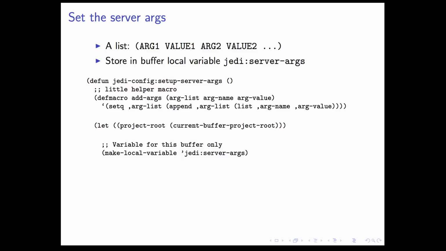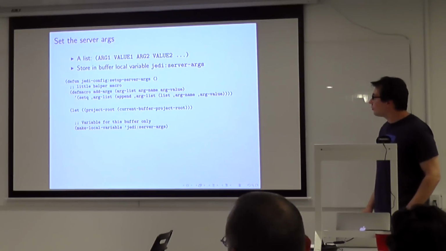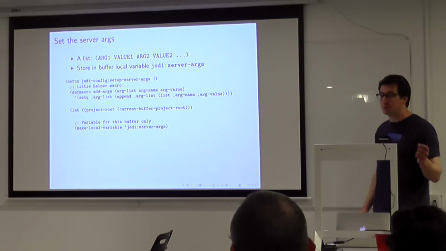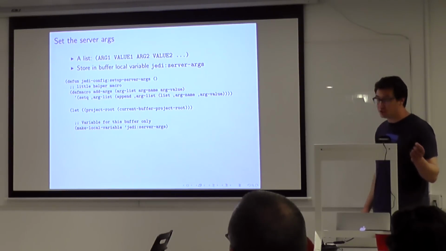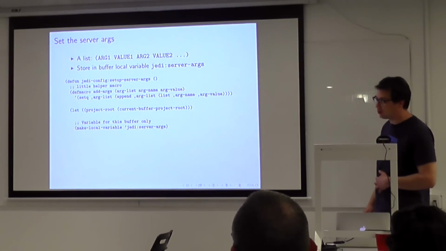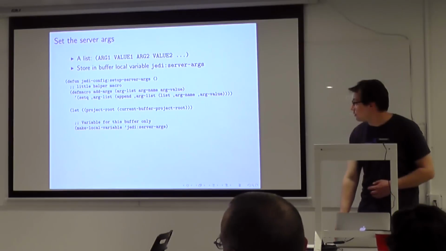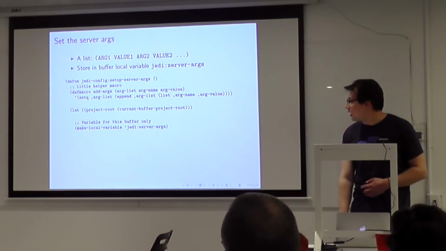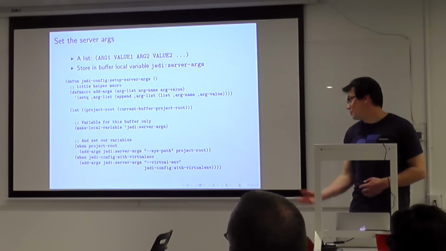And the next command is called make local variable. That's an interesting command that allows you to make a variable that is local only to the buffer in which that function is called. And that is helpful where you have a situation where you have multiple projects that might be using Jedi, and you want to be able to set the Jedi server args variable to different values depending on what buffer you're in. So the make local variable call is actually quite important and adds considerably to the flexibility that you have in terms of creating multiple environments and using them from the same Emacs session. And then we set our variables.